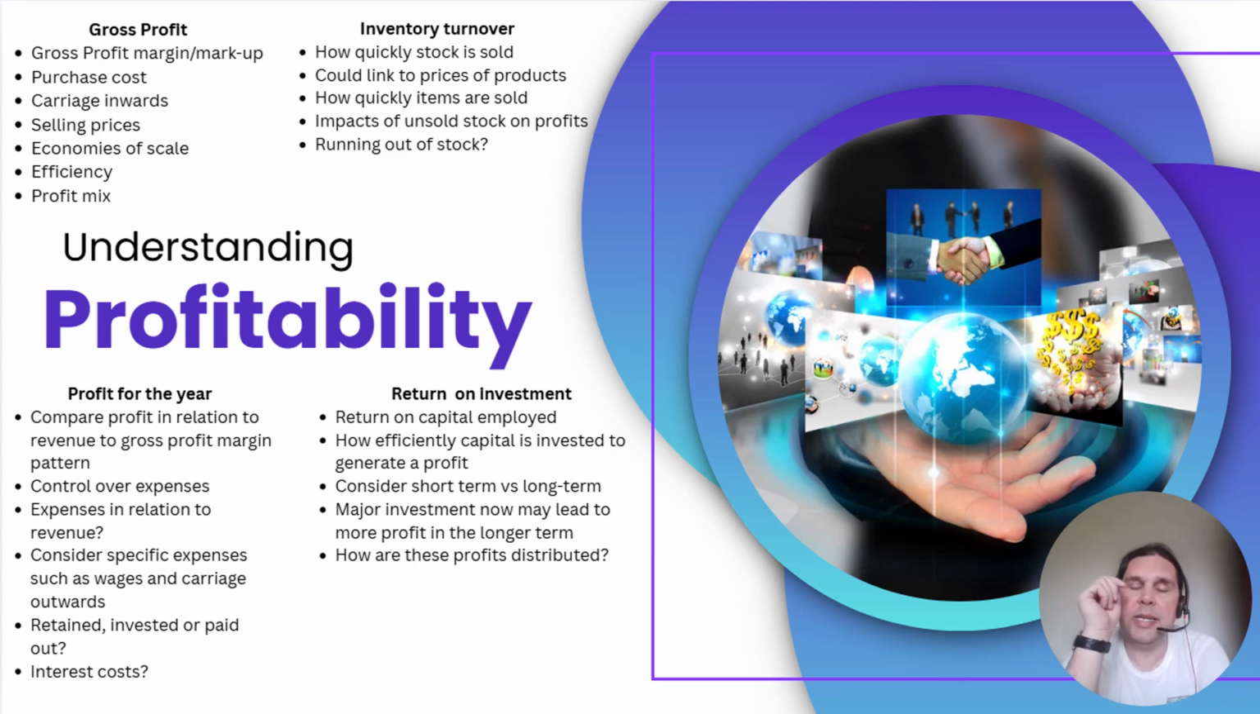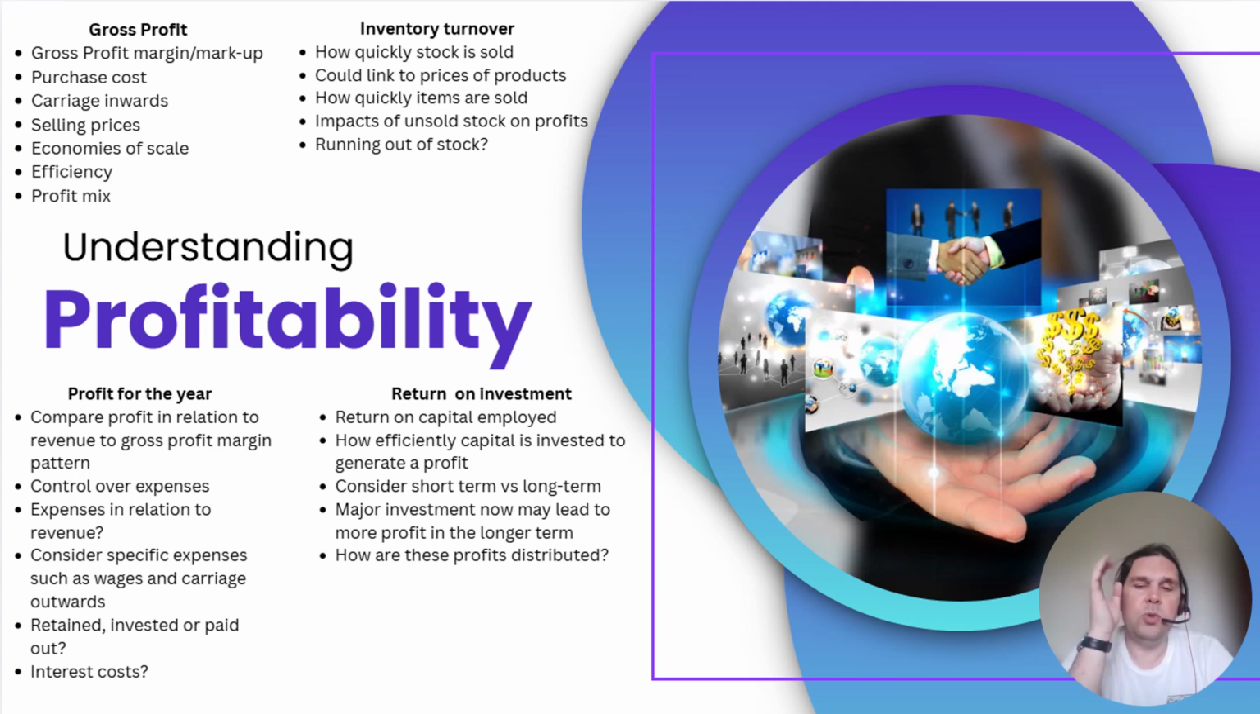So when we're looking at expenses, consider specific ones. So wages could be one, because clearly the highest expense for most companies is going to be the wage bill. Carriage outwards. So are we paying to deliver our goods to our customers? If we don't know, that's a limitation, but definitely a relevant point. Carriage outwards, remembering it's an expense.